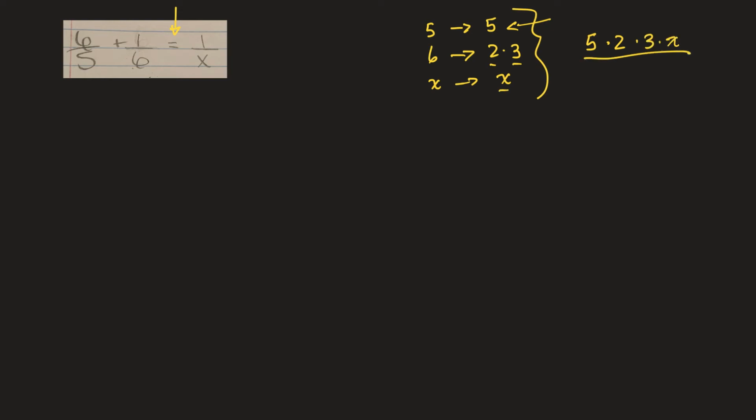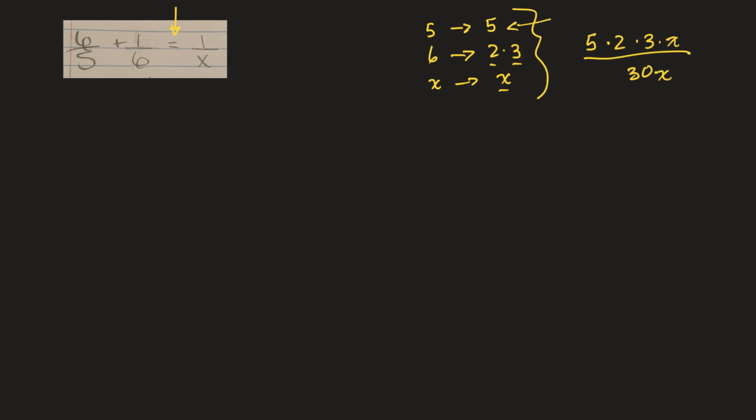So together, those would be my lowest common denominator. And if you were thinking just multiply 5 by 6, you can do that. Sometimes that's not your lowest common denominator. It'll always give you a common denominator that you can use, though. So your common denominator, if you multiply all that together, gives you 30x.